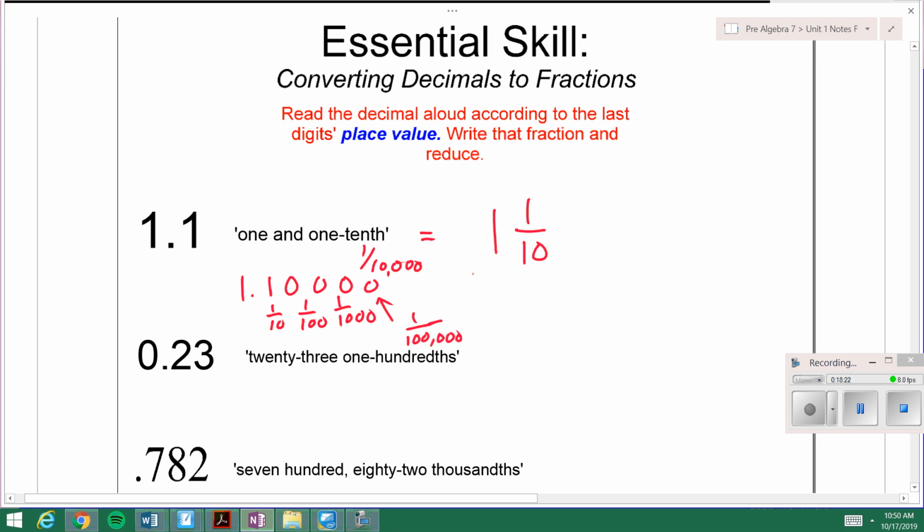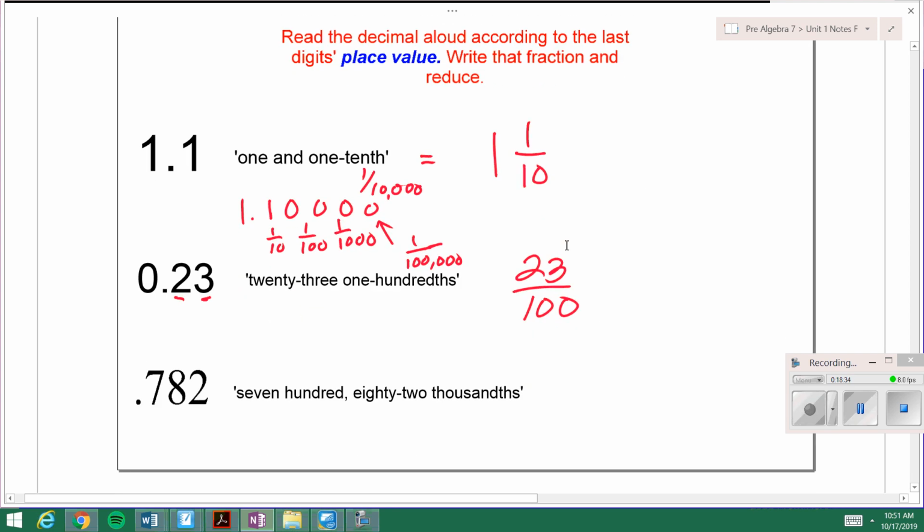Okay, etc. So in this one, it lands not in the tenths place, but in the hundredths place. So we say that that is 23/100ths. And that cannot be reduced. So I found my equivalent fraction, 23/100ths.